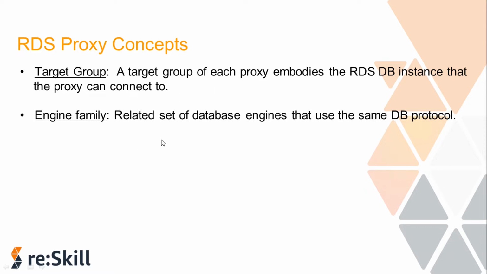Next is the engine family. It's a related set of database engines that use the same database protocol, and you can choose the engine family for each proxy that you are creating on AWS. So that was about a few concepts and the basics of RDS proxy.